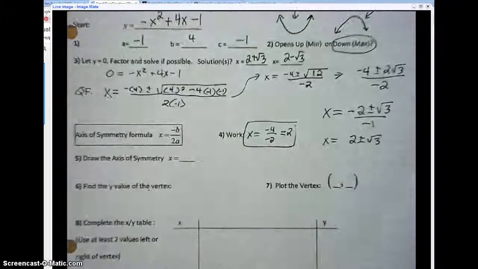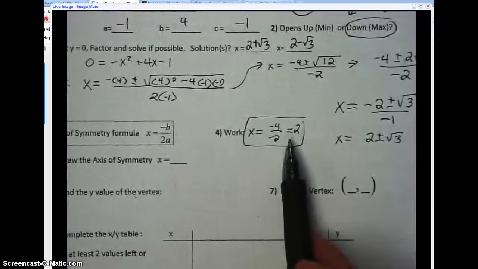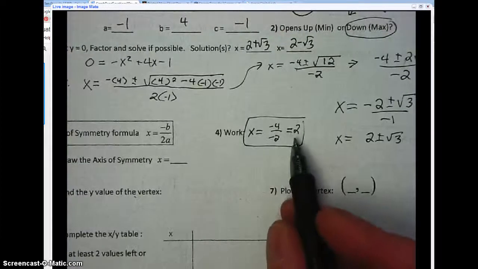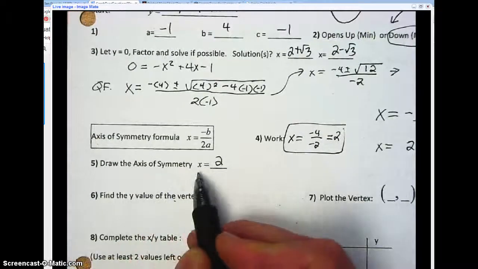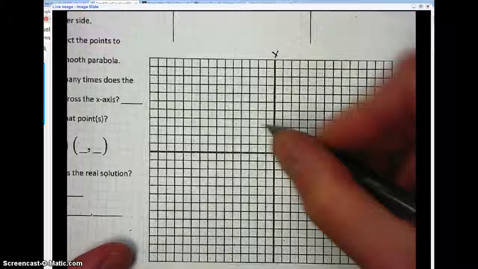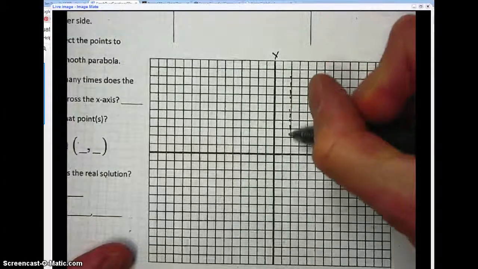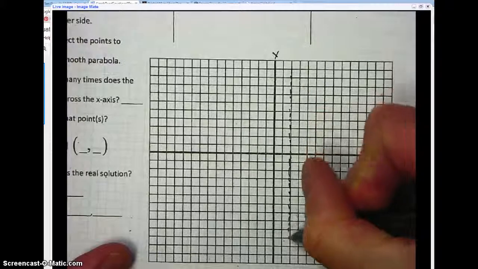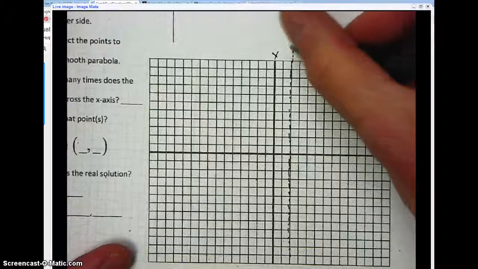If you remember back from chapter 5, when I have x equals some number, it's just a vertical line. And where is that vertical line located? The graph. Yeah, on the graph, but where on the graph? So guys, it says draw the axis of symmetry at x equals 2. So everybody, go down to your graph. Do you remember that this, of course, is the x and y axis? All I do is go to the right 2, right? And I'm going to put a dotted line along that location. I go to the right 2. Now this is my axis of symmetry right here.